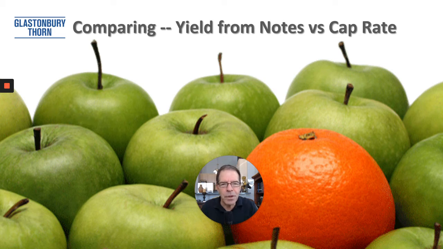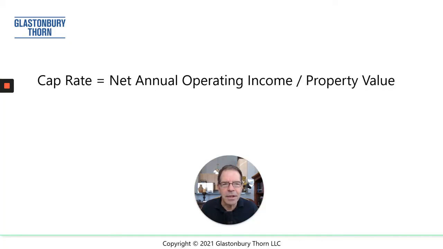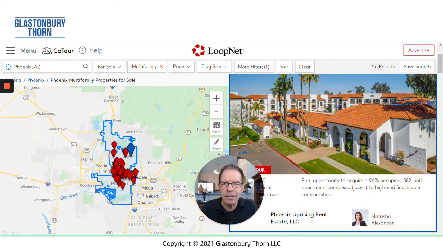Okay, here we go. So the first thing that I think we need to do is define what we mean by a cap rate. And as you can see here, the cap rate is simply the net annual operating income divided by the property value, what we are being asked to pay for that particular investment. Okay, so that's the cap rate. And so let's take a look on LoopNet and see what's for sale.